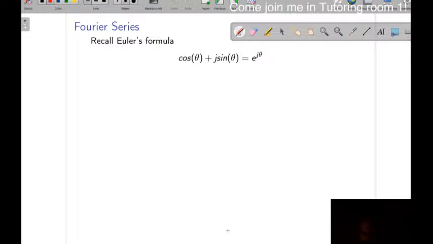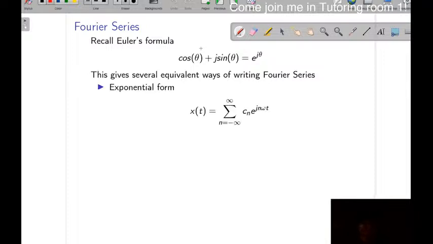If we remember that the complex exponential is just the sum of a cosine and a sine, this gives us a few ways to write the Fourier series. There are several equivalent forms that they talk about in the course. We can write it in terms of exponentials, so the exponential form of the Fourier series. This is just going to be a weighted sum of complex exponentials.